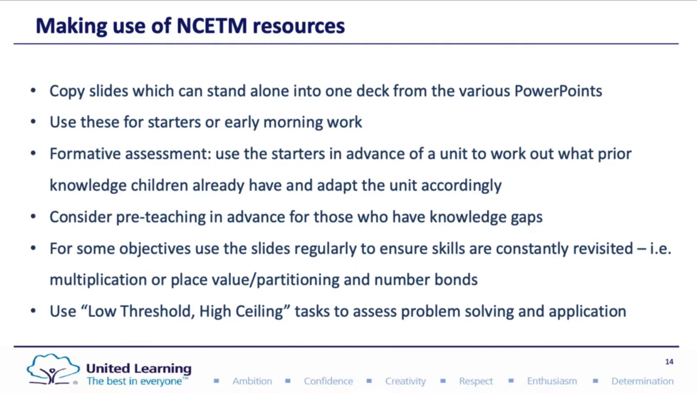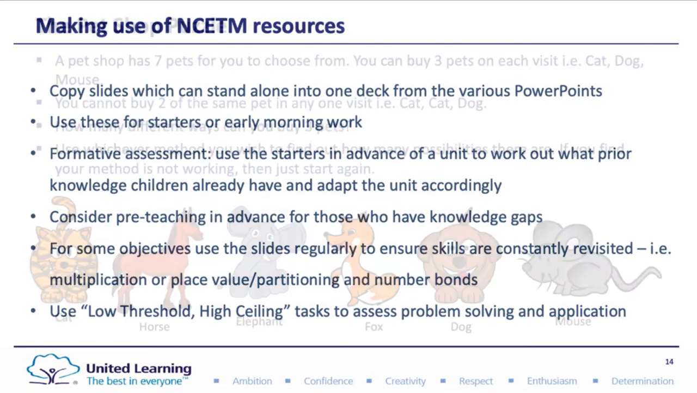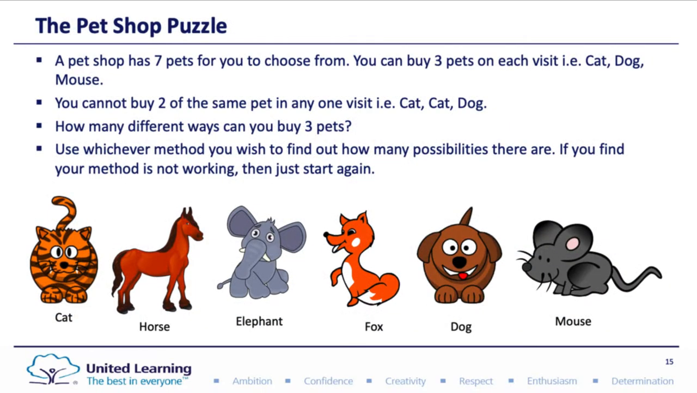So one of my favourite examples of this, which I use from year 2 upwards, and variations of it, is the pet shop puzzle. It's an all possibilities puzzle. The pet shop's got 7 pets to choose from. You can buy any 3 pets on each visit, i.e. a cat, a dog and a mouse. You cannot buy 2 of the same pet in one visit, so you can't get 2 cats and a dog. How many different ways can you buy 3 pets? And then you use whichever method you want to find out.